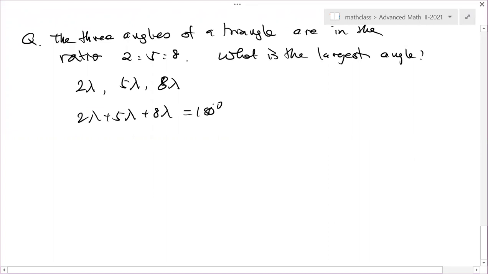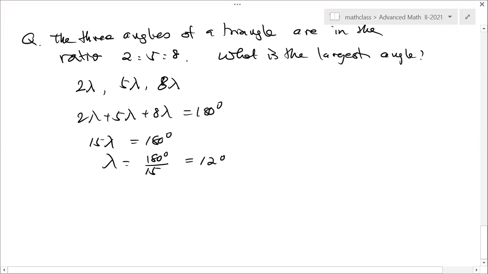So you find the value of this parameter. Okay, so you add them together. 2 plus 5 plus 8 is 15 lambda equals 180 degrees. So lambda is going to be 180 degrees divided by 15. After simplifying, this is going to be 12 degrees.